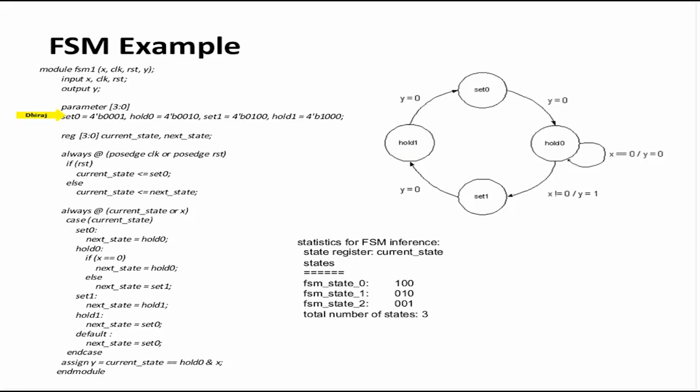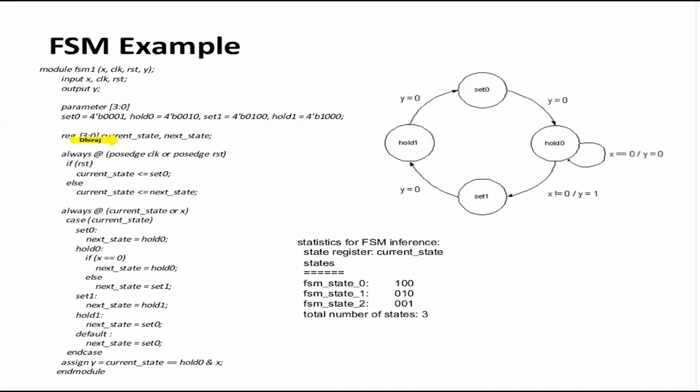So this is one hot coding. That means that only one bit will be 1 at a time, and so 4 states are represented like this. Set 0 will have LSB 1, hold 0 will have bit 1 as 1, set 1 will have bit 2 as 1, hold 1 will have the MSB 1. So for one hot encoding of 4 states you need 4 bits. By using parameters you define all these states.